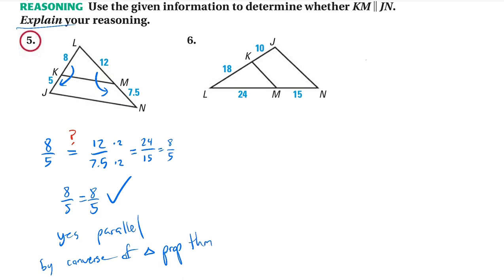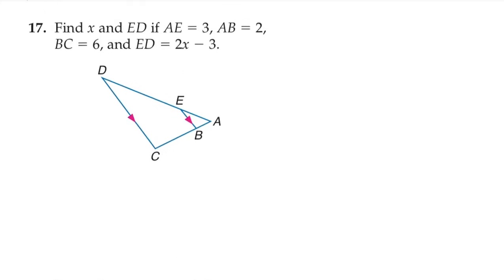Okay, next one, let's try. I'm going to do a different order. Let's do it in the same direction this way. So 18 is to 24. Question mark, equal to 10 over 15. So dividing by 6, I get 3 over 4. Is that equal to, dividing by 5, 2 over 1? No, not the same. So no, not parallel. So sad. Okay, next one.